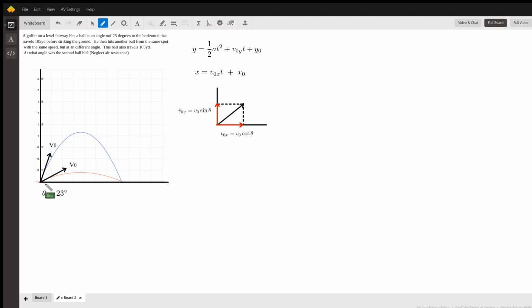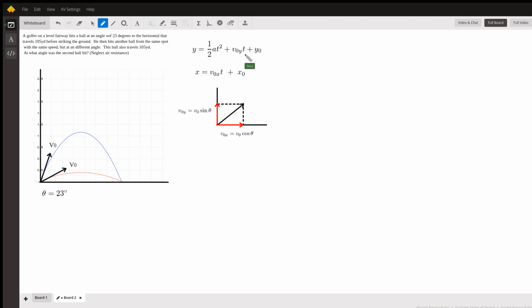So a golf ball is being projected at a 23 degree angle and it travels a certain horizontal distance. We're trying to figure out what other angle we can shoot the ball with the same velocity so that it exactly lands at the same spot. So we're going to break up the motion into horizontal and vertical.